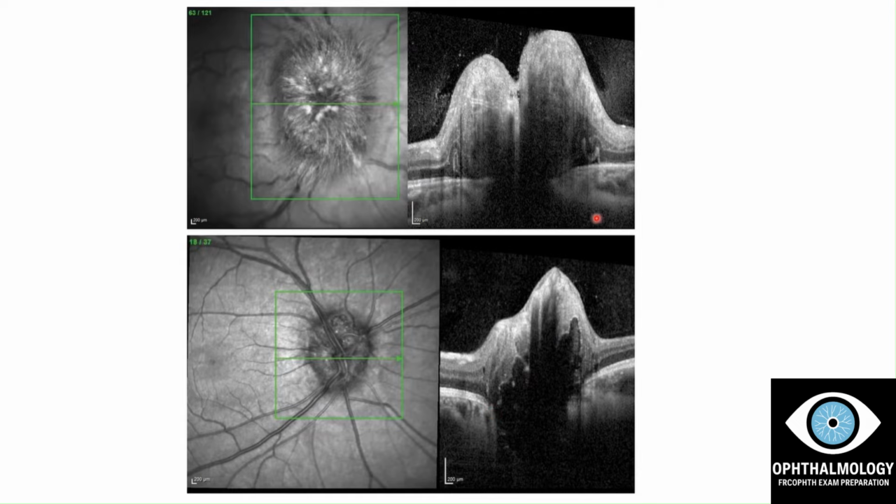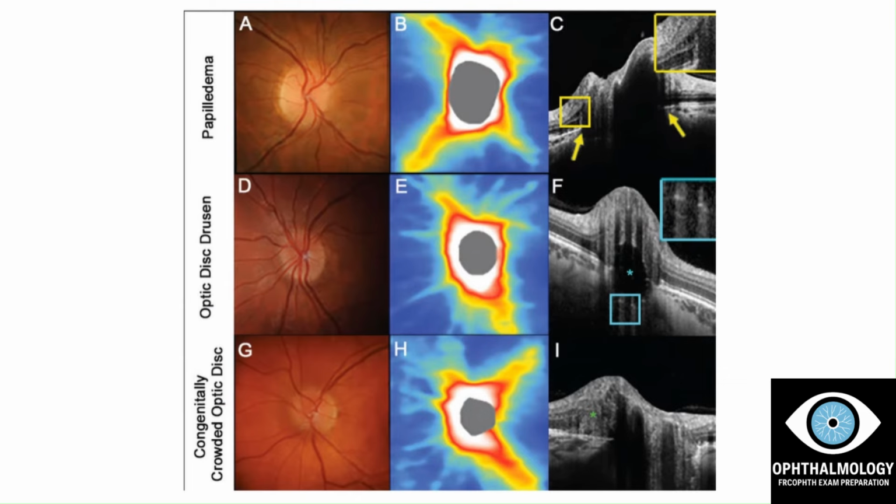A second point to differentiate between true swelling and pseudopapilloedema is Bruch's membrane. Bruch's membrane in true papilloedema is pushed forward, while in cases with optic nerve head drusen, it's not pushed forward. This is a very important sign.